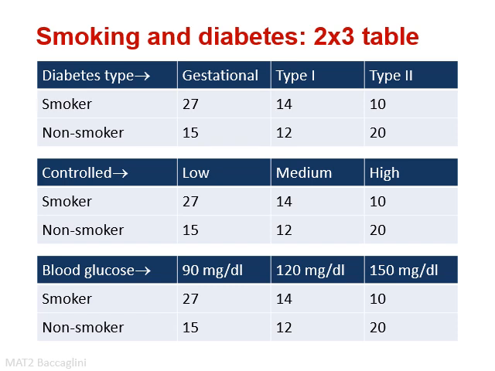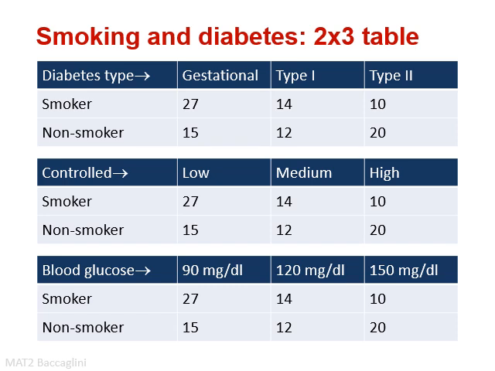They all use the same sample size. However, diabetes is measured differently. In the first table, we have 3 categories: gestational, type 1, and type 2. In the second table, we have whether it's controlled, like low, medium, or high. And in the third table is the blood glucose level or glycemia at 90, 120, and 150 milligrams.